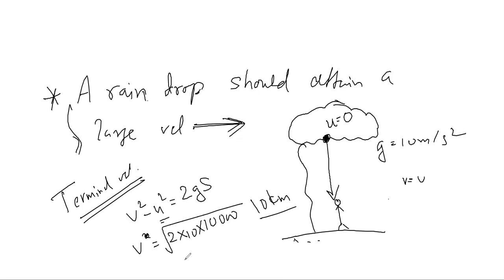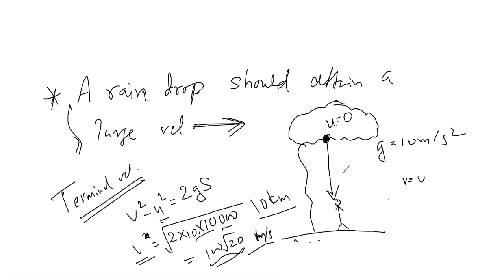So V is 10,000, equal to this thing. That means we can take 10, 450. 10. So 100 root 20 meters per second. Now this is a very tremendous speed, close to 450 meters per second.